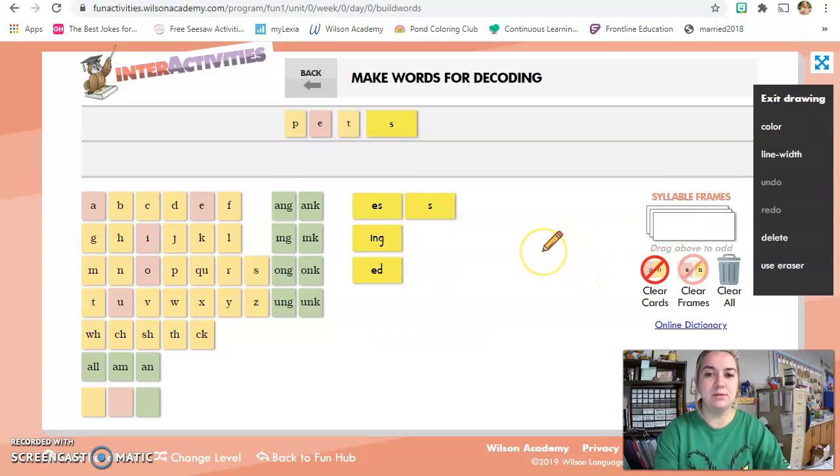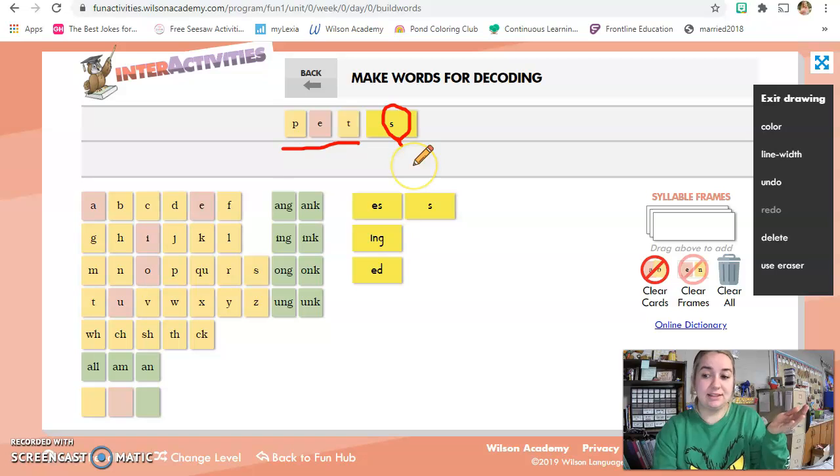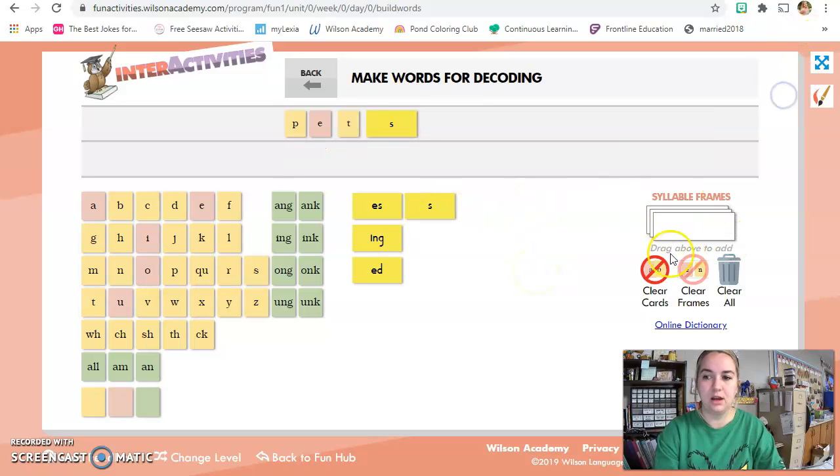The first thing I'm going to do, I'm going to underline my base word, which is my normal looking cards. And then I'm going to circle my suffix, which is on my suffix frame. And now I need to decide, does it sound like S or Z? Say the word with me. Pets. What did you hear? An S. So above my suffix frame, I'm going to put an S and 2 slanty lines. Awesome job.